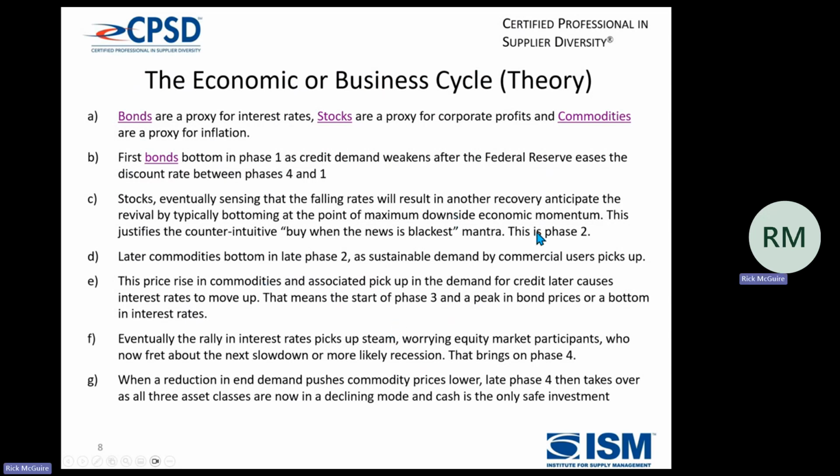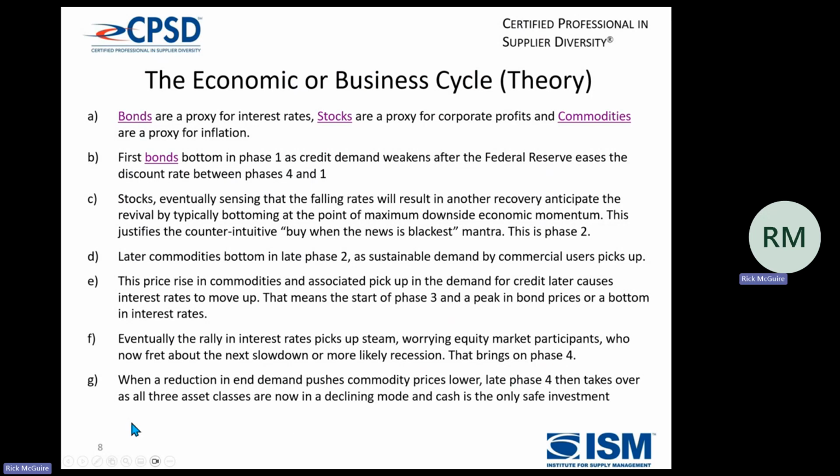Stocks eventually sensing that the falling rates will result in another recovery. This is the Fed dropping interest rates, anticipating the revival by bottoming and then starting up. And then later commodities bottom in late phase two and sustainable demand by commercial users picks up. The price rise in commodities and associated pickup in demand for credit later causes interest rates to move up. That means the start of phase three and the peak in bond prices. So the Fed is tightening in this phase here. And eventually a rally in interest rates picks up steam, worrying the equity market participants, who read about the next slowdown.